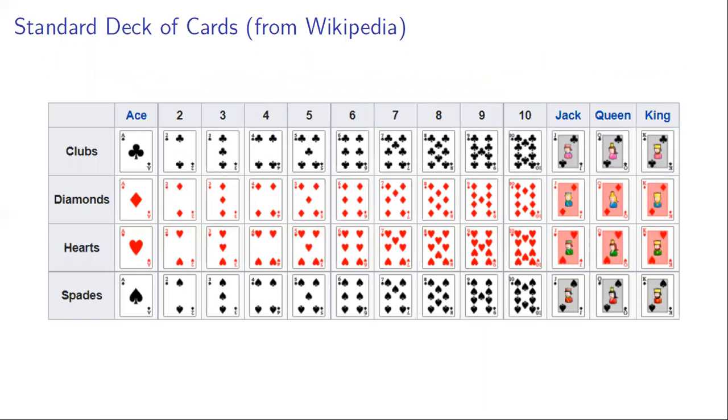Okay, for the next example, we have to talk about what a standard deck of cards looks like. So this is an image I grabbed from a table on Wikipedia.